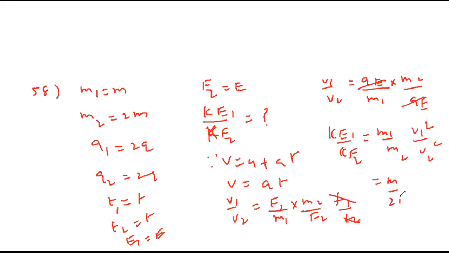m1 is m upon 2m. V1 upon V2 is m2 by m1, m2 means 2m, so V1 upon V2 is 2m upon m. The m cancels: 1 by 2 into 4 by 1, which is 2 to 1. Has everybody followed? Why is it 2:1?